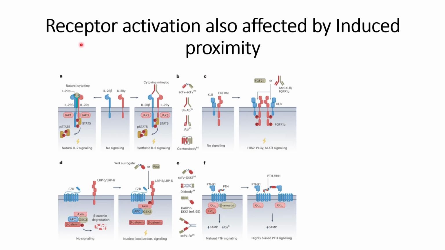In this video, we will discuss how receptor activation is also affected by the induced proximity of the cell surface receptors. We will start with panel A. In panel A, on the left-hand side, it shows how the natural cytokines interact with the cell surface receptors that will trigger natural interleukin-2 signaling.